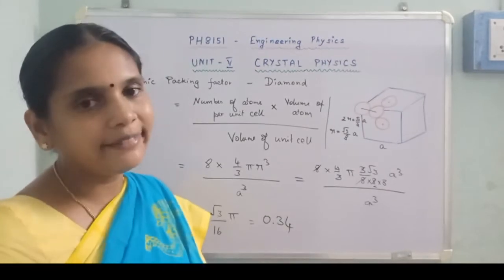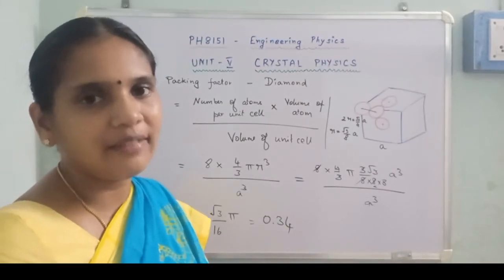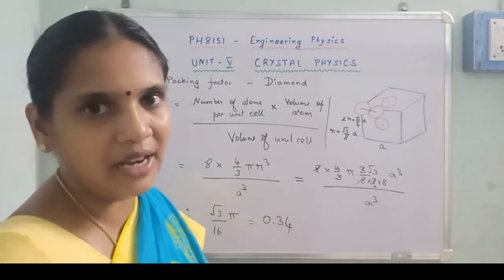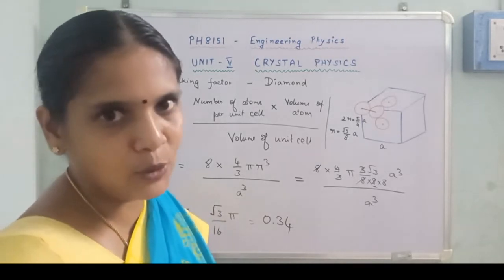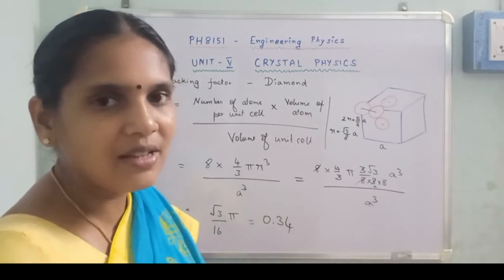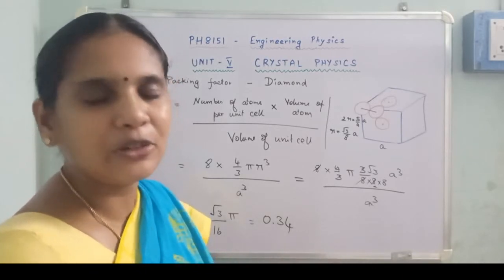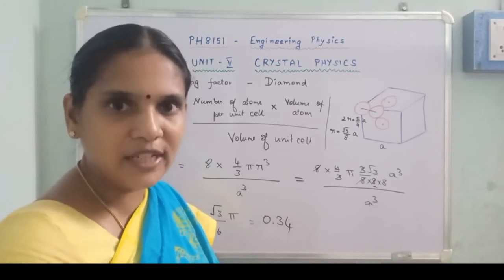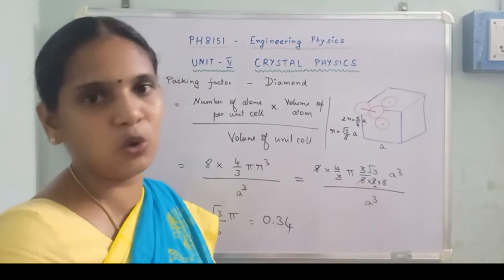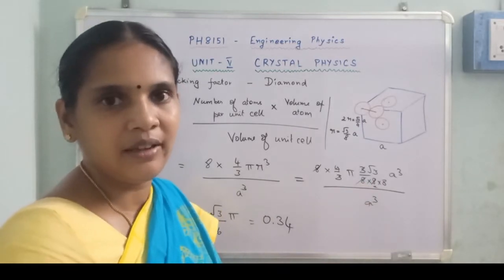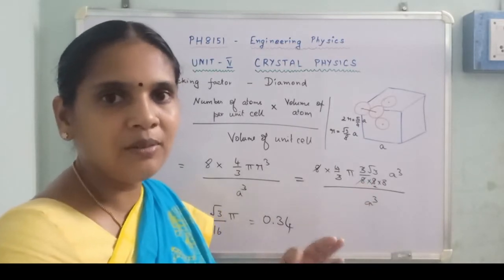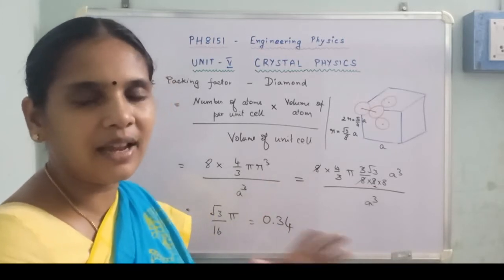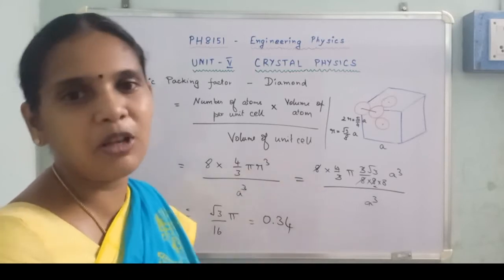That is only 34% of the entire volume of the unit cell is occupied by carbon atoms. The remaining is empty space. So diamond is one of the loosely packed crystal structures. And remember, in spite of the loosely packed crystal structure, it is the hardest known material on earth. This is possible because of the interatomic bonding that endows it with a stable octet structure.